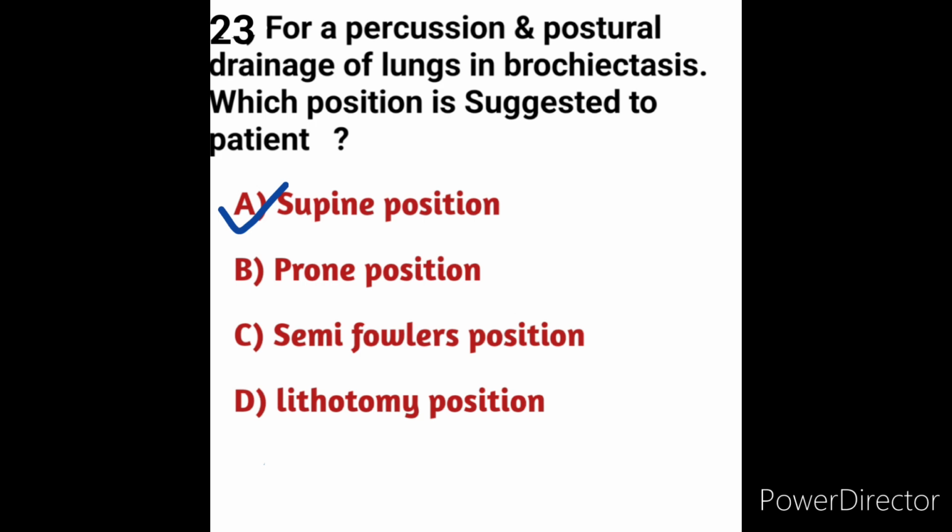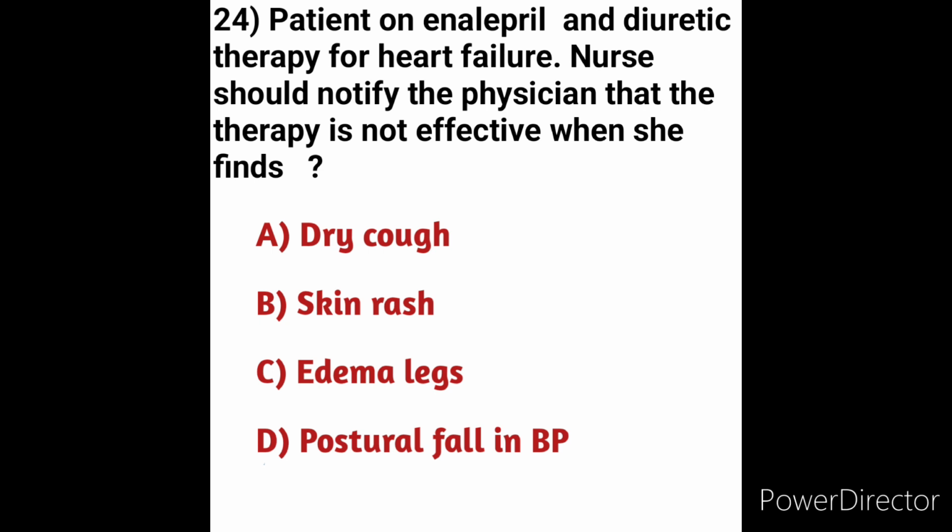Next we will move on to question number 24. A patient on enalapril and diuretic therapy for heart failure. The nurse should notify the physician that the therapy is not effective when she finds what? The patient is on therapy of enalapril and diuretic. We will see the options: option A dry cough, option B skin rash, option C edema of the legs, option D postural fall in BP.